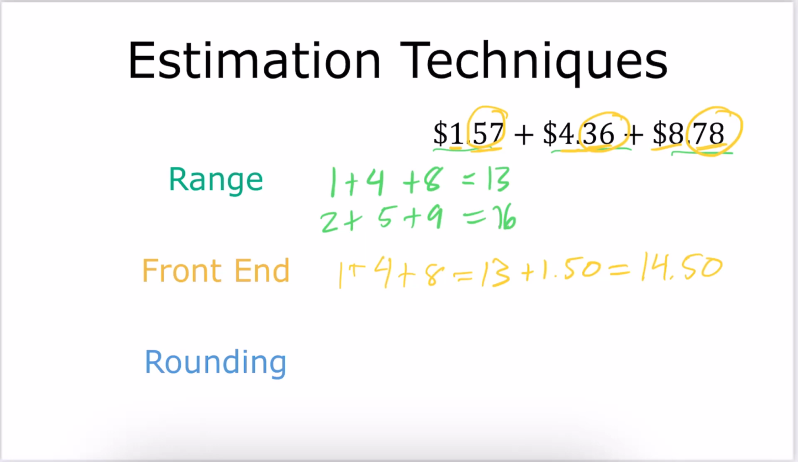And then you could go through and actually do the calculation to find the precise answer. But if you got some number that was like in the 20s or something like that, then the range and front end estimations would let you know that there's probably something wrong with the way that you solved the problem.